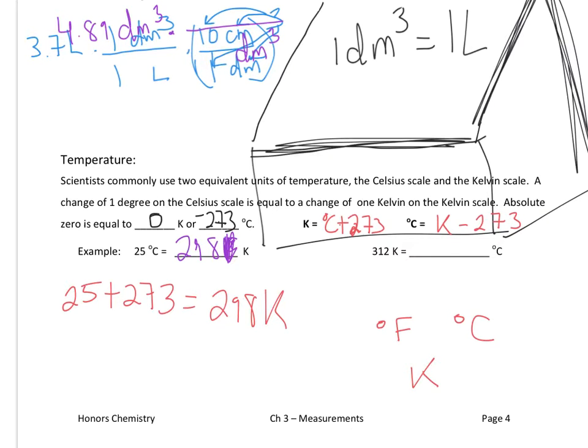Now 312 Kelvin, we want to go to Celsius. So you're going to say 312 minus 273. So that's 39 degrees. So the answer is 39.